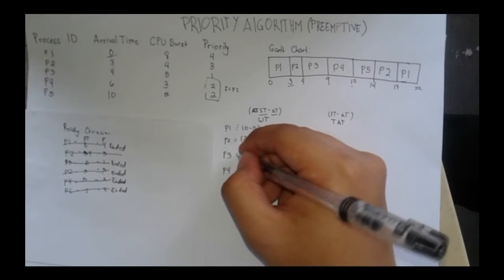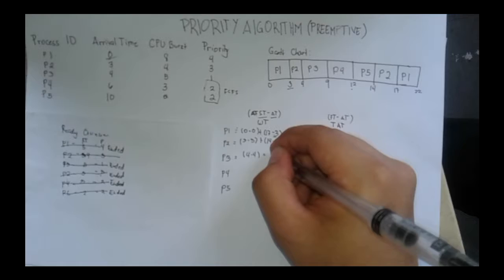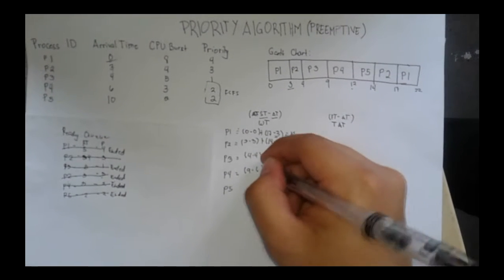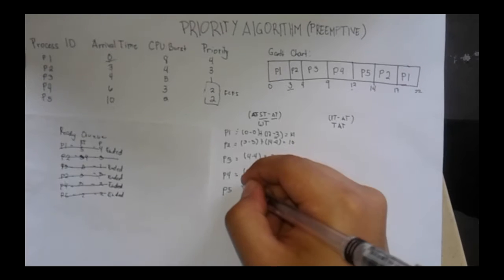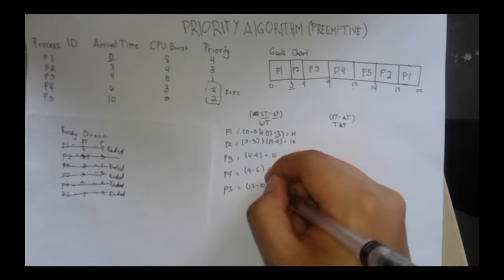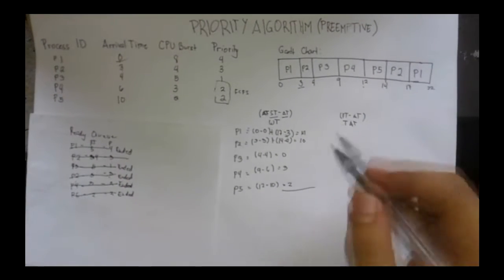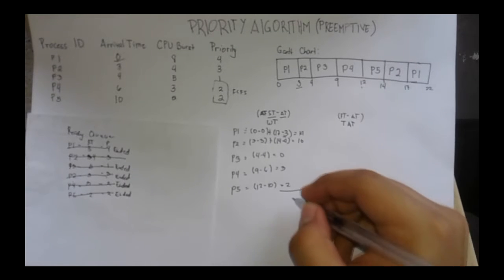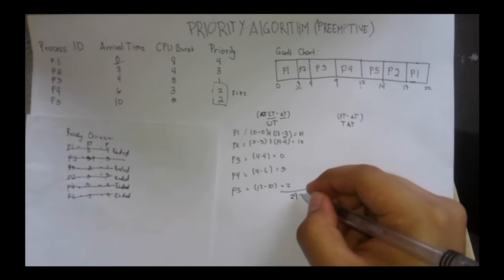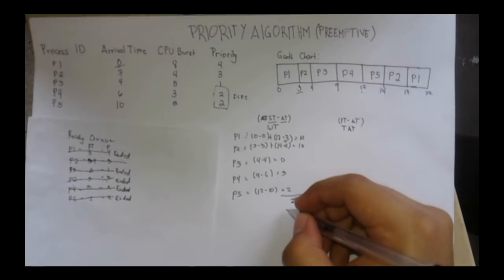Then for P3, 4 minus 4 is equal to 0. P4, 9 minus 6 is equal to 3. Then P5, 12 minus 10 is equal to 2. So the total of the waiting time is 29. Then we will divide it by 5 to get the average waiting time. So we will get 5.8 ms.